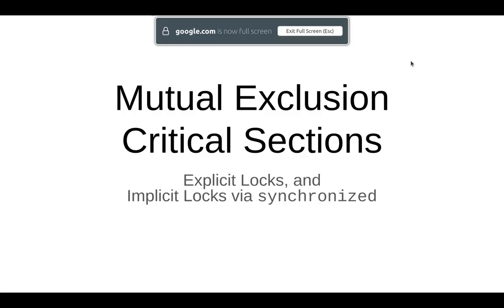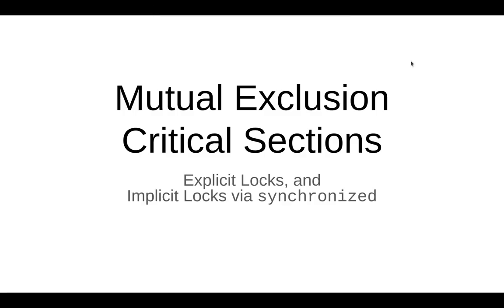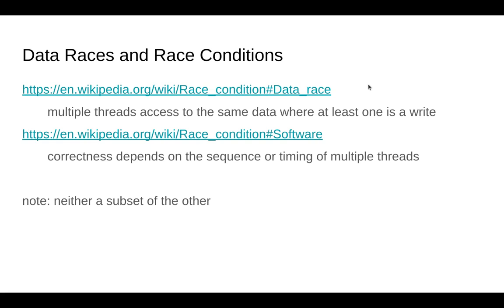Hello everybody, this is a quick video on mutual exclusion and critical sections, and how we're going to provide that mutual exclusion to critical sections, which is going to be with explicit and implicit locks. To review from previous videos, we talked about data races and race conditions.